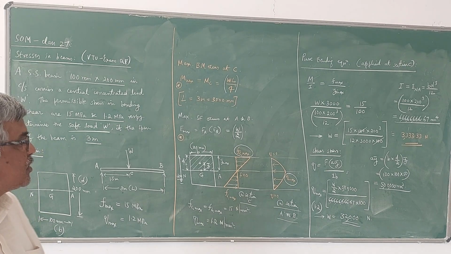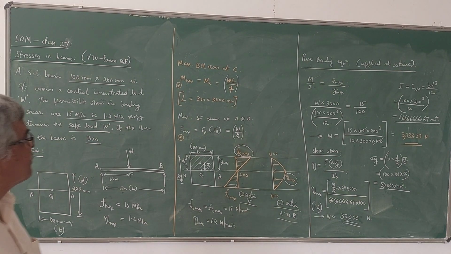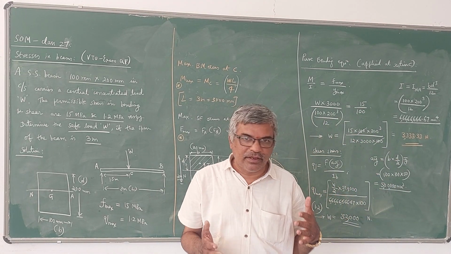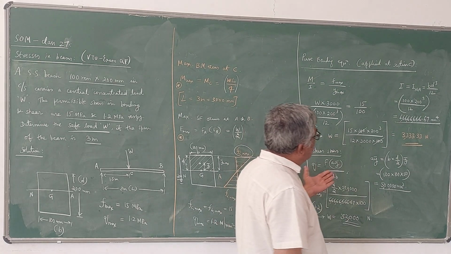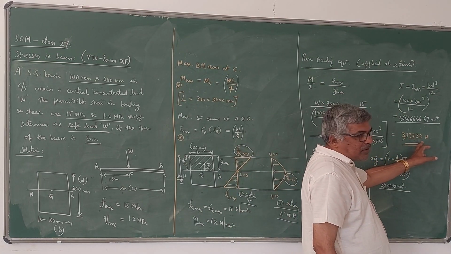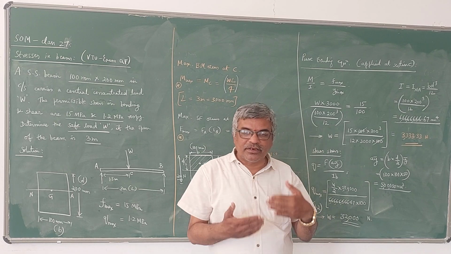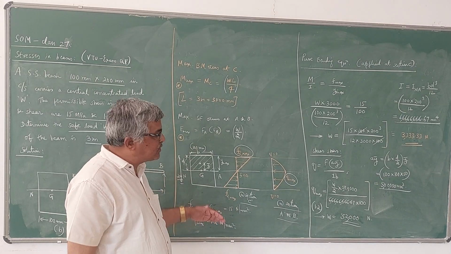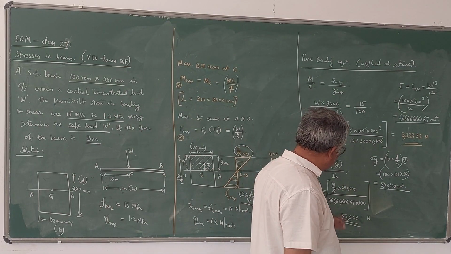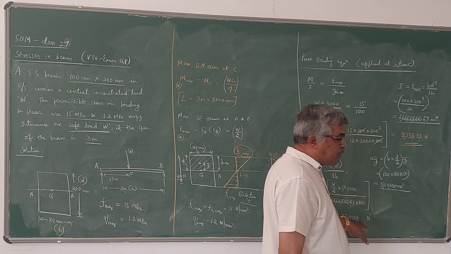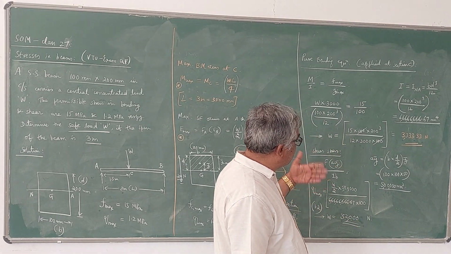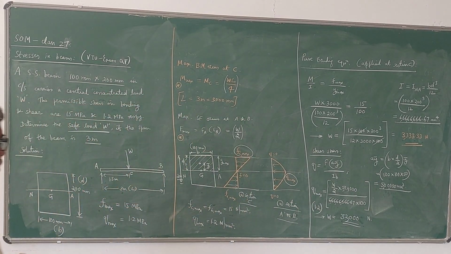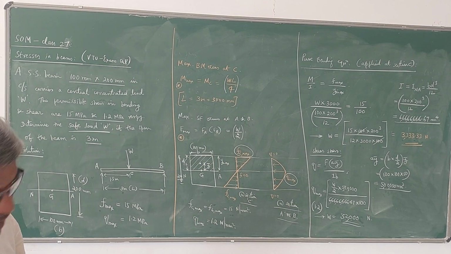Out of those two values, which one do we have to consider? We have to consider the lowest of these two values, because when the load is 3,333.33 Newton, the values of bending stress and shear stress both will be within these limits. Whereas when the load is 32,000 Newton, bending stress value will be more, more than 15. So that's why we have to consider the lower of the two values.